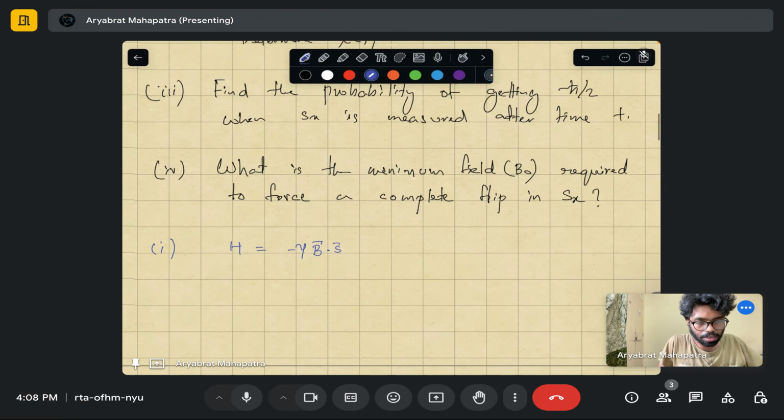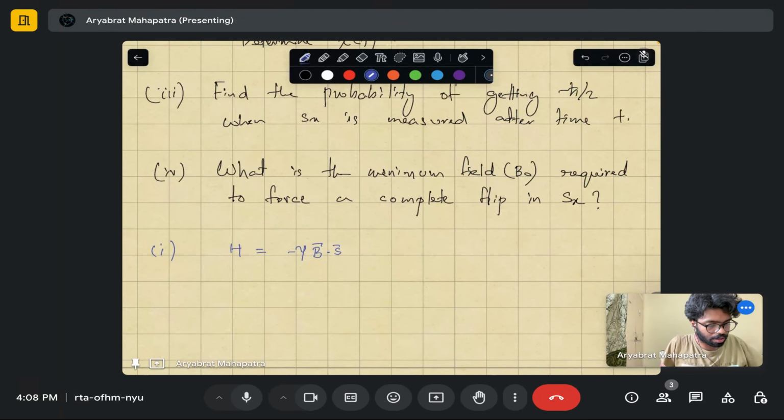So this is something you have seen in your electrodynamics courses or previous courses. You have some idea that if a charged particle is kept inside a magnetic field, you experience some magnetic potential, that is minus m dot B.